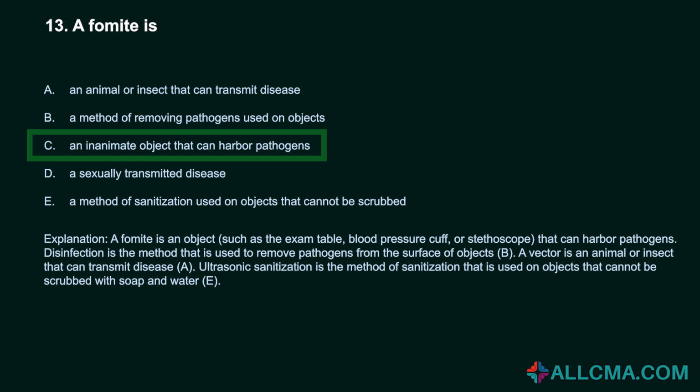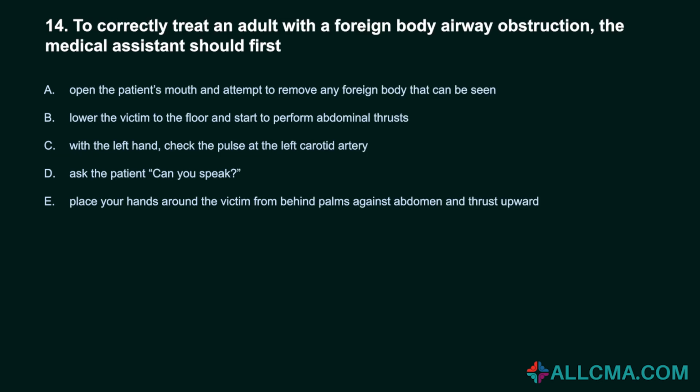A fomite is an object, such as the exam table, blood pressure cuff, or stethoscope, that can harbor pathogens. Disinfection, B, is the method that is used to remove pathogens from the surface of objects. A vector, A, is an animal or insect that can transmit disease. Ultrasonic sanitization, E, is the method of sanitization that is used on objects that cannot be scrubbed with soap and water.